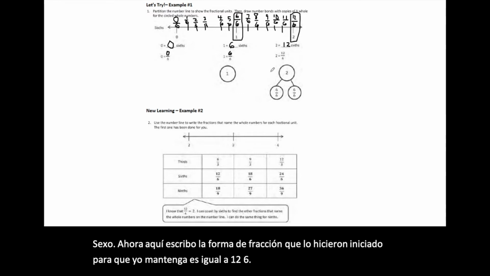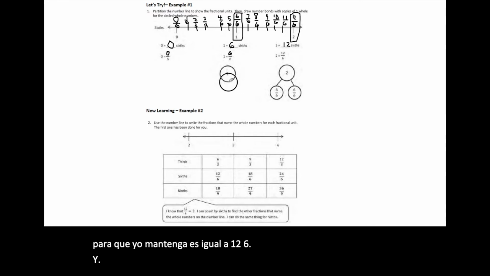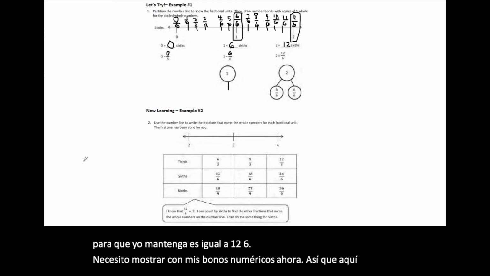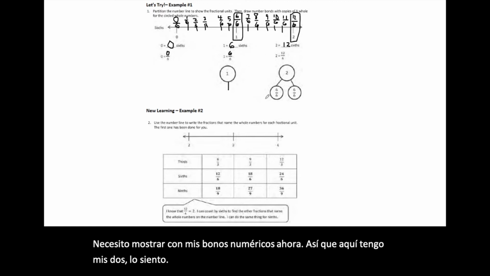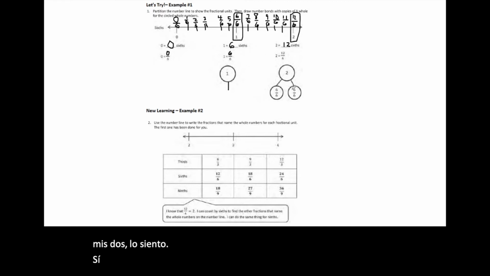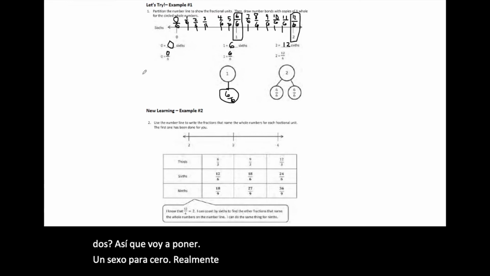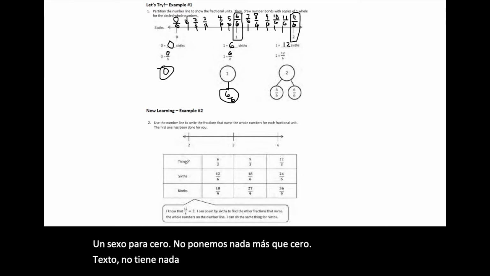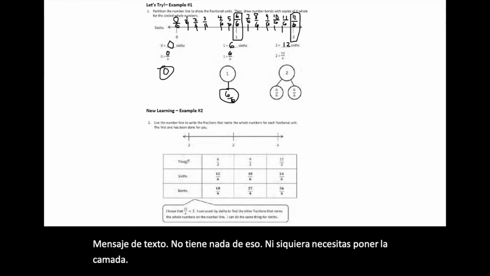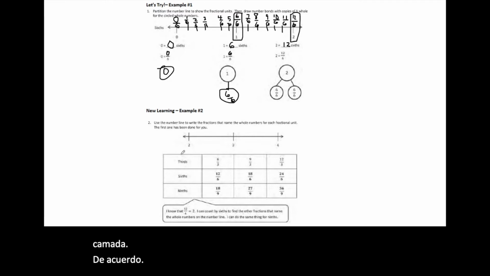And I need to show with my number bond now. So here I have 2 wholes, or 2 6/6, which would make 12/6, which is the same as 2. For 1, I'm just going to put a 6/6. For 0, we don't really put anything. We put 0, 6. It doesn't have anything off of it. You don't even need to put the 0. Okay. Here's our next new learning example.